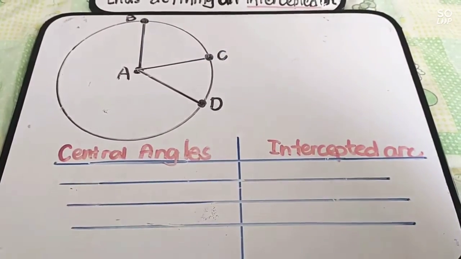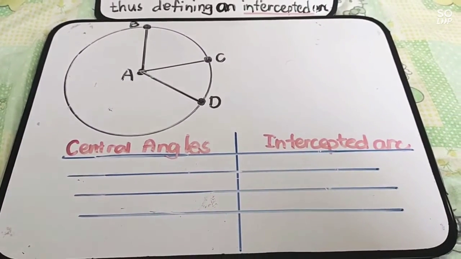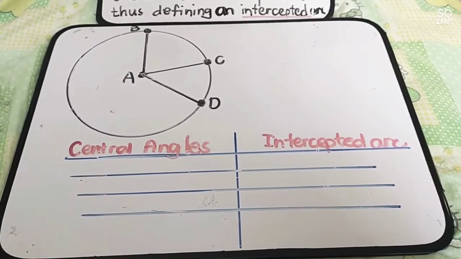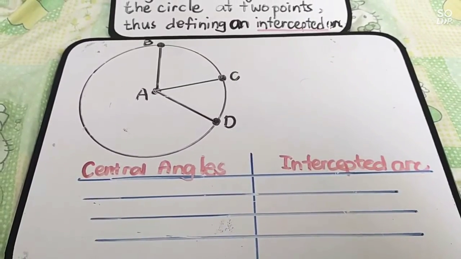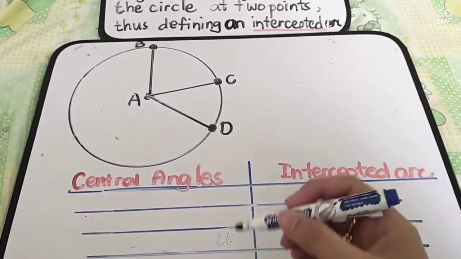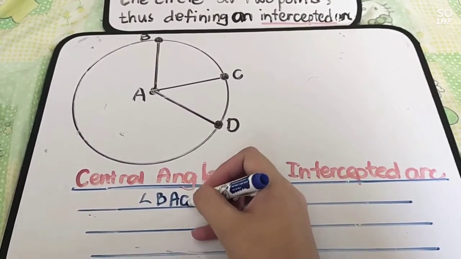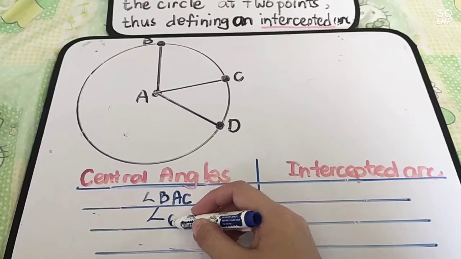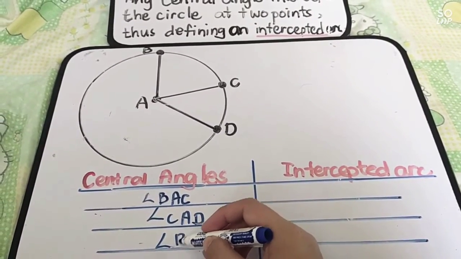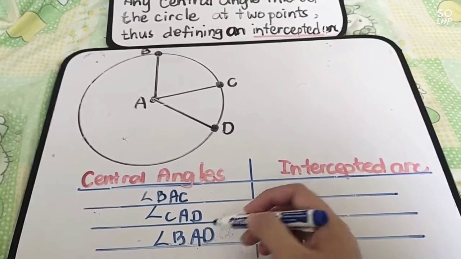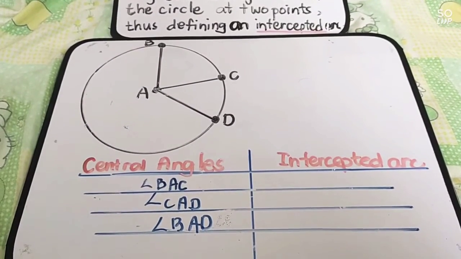Let's have an example. Consider circle A. Let us determine in circle A what the central angles and their intercepted arcs are. Let us name all the central angles. We have angle BAC, angle CAD, and angle BAD. Those are the central angles that you can see in the given figure.